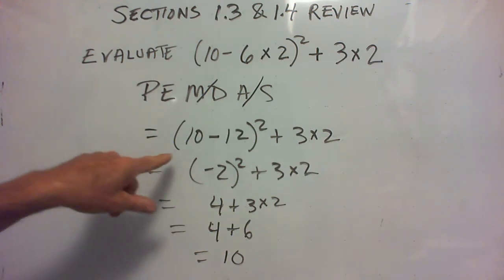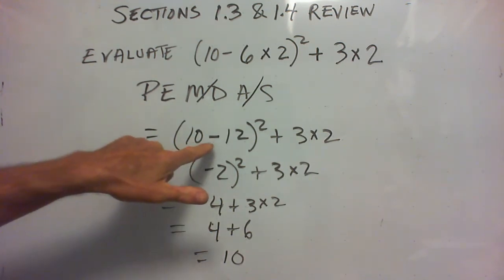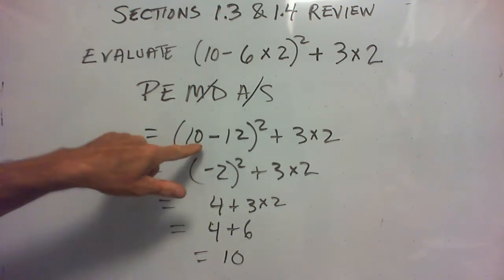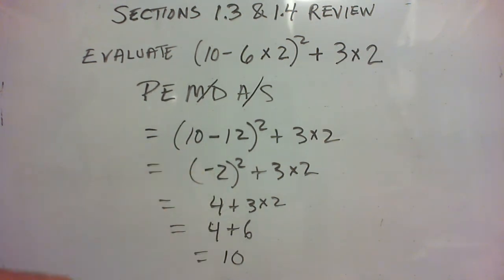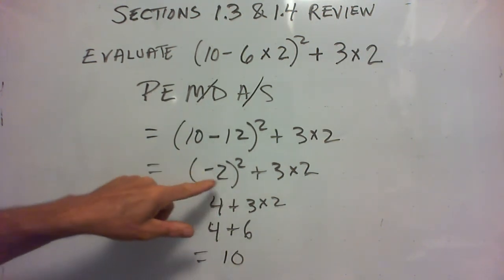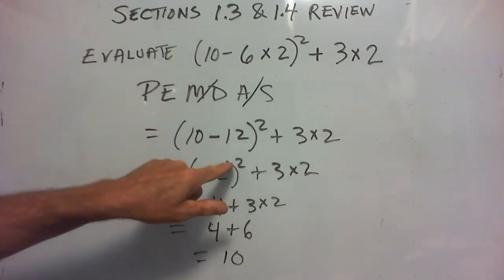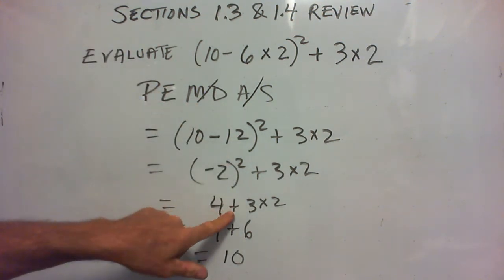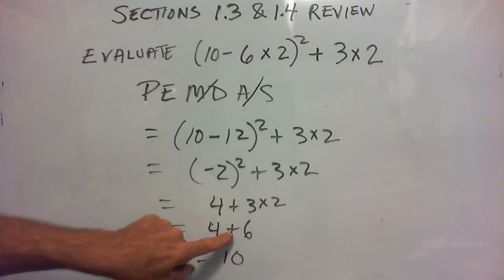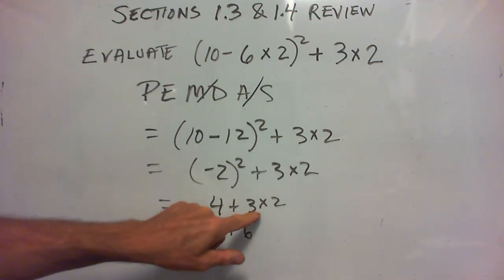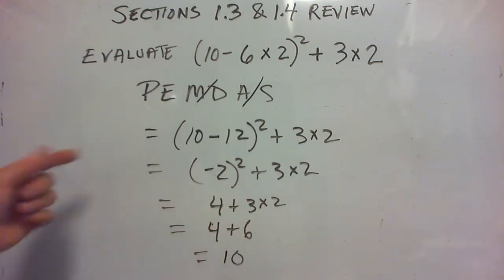So if we follow this order strictly, we do those parentheses operations first. 10 minus 12, negative 2. Then the next operation is exponents. Square the negative 2, 4. Then multiply before we add. 3 times 2 is 6, plus 4 is 10.